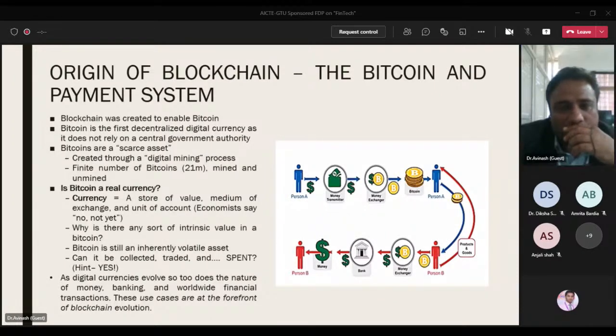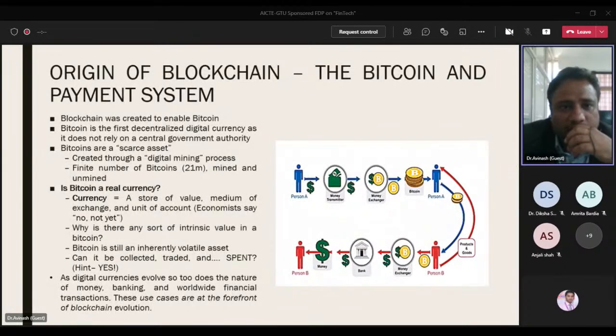There is a thing about Bitcoin, that the maximum number of Bitcoins that can be mined is 21 million. The blockchain was created to enable Bitcoin. That is, Bitcoin is the first application of a blockchain. We cannot say that Bitcoin is a blockchain, but we can say that Bitcoin is the first application of the blockchain. And this forms some part of your digital lending also.